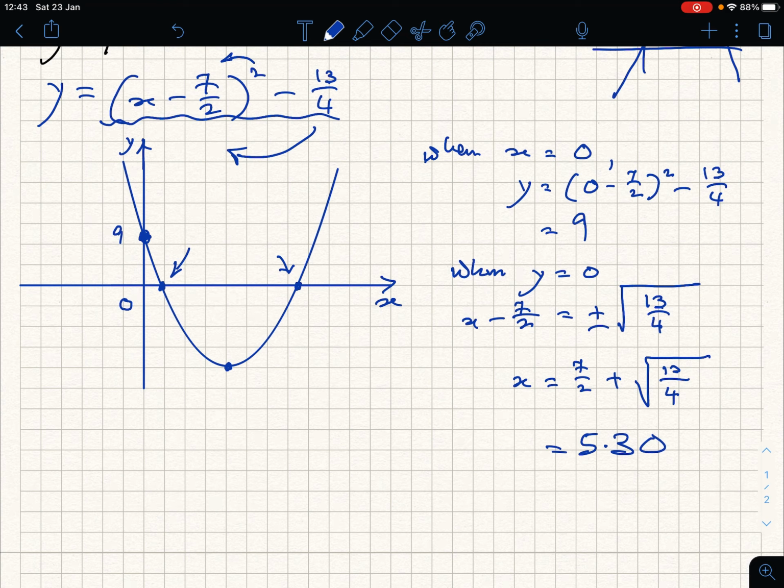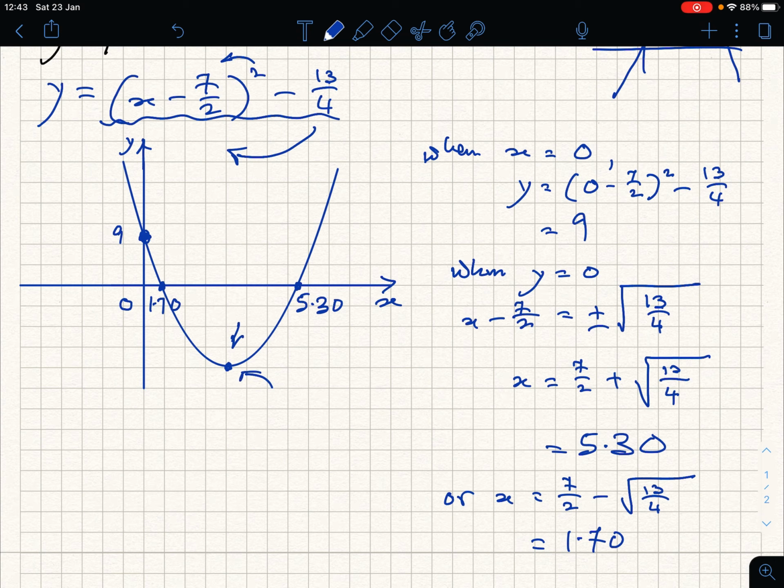Leave your answer in 3 significant figures. And then x equals 7 over 2 minus square root of 13 over 4. That will give you 1.70. So the two values there are 1.70 and the other point is 5.30.